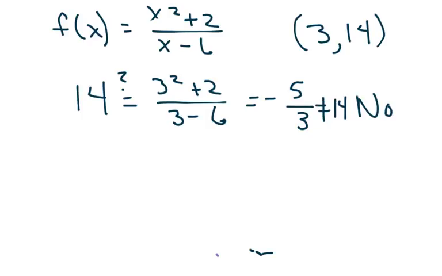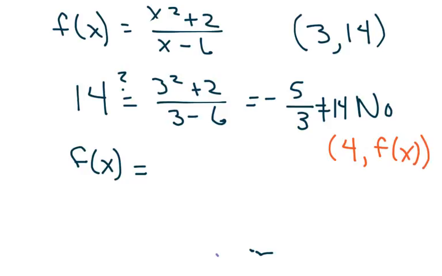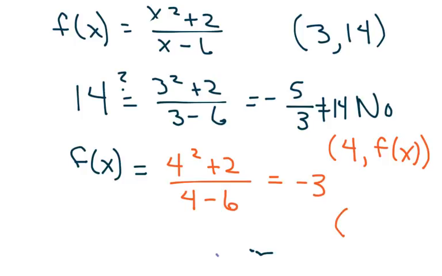Okay, the next question they ask is, if x is 4, what is f of x? So we're just going to plug in 4. If x is 4, then what is f of x? F of x is our y. So I'm going to plug in 4 squared plus 2 over 4 minus 6, and we get negative 3. So we get 4, negative 3, and this point is on the graph.